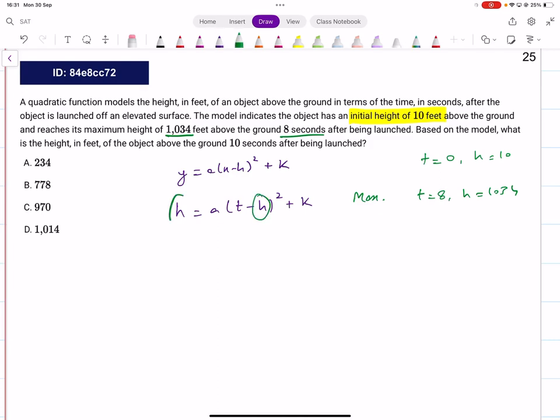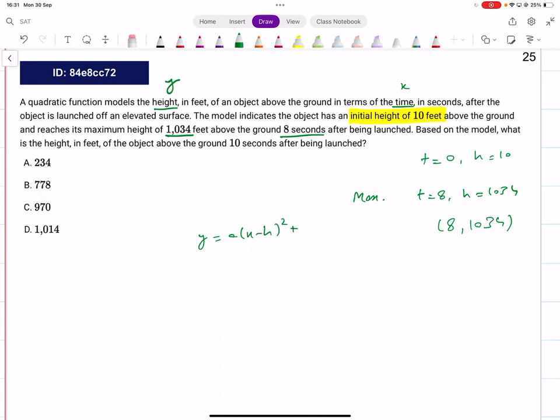Now this h and this h, they are of course different. Okay, don't confuse them. The x coordinate of the turning point, what's that? 8. Y coordinate is 1034. If you get confused by this, you can also say height is y and time is x. That might make things simpler for you. You can do that, because h and 8 might just confuse you. We call time x. Okay. So y equals a into x minus h whole square plus k.